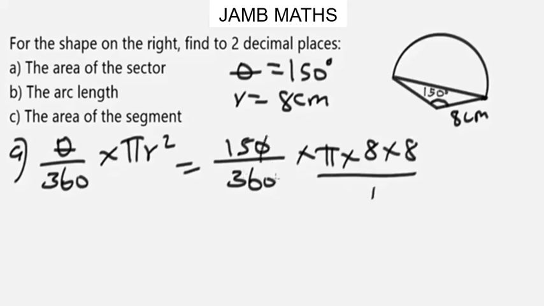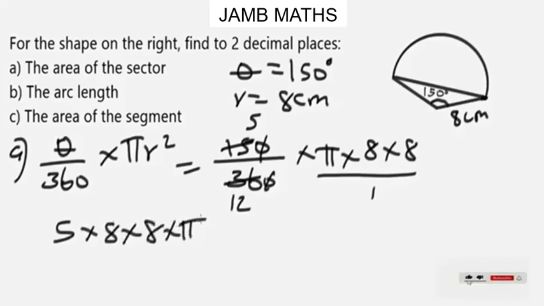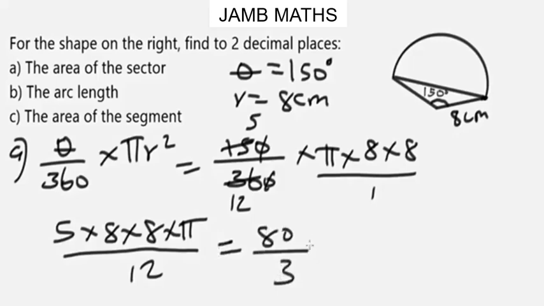So this 0 will cancel this 0. What can cancel again? 3 into this, we have it to be 5. 3 into this, we have it to be 12. So finally we have 5 times 8 times 8 times pi over 12. Let me punch this in my calculator and see what it's going to give me. Okay, now when I'm punching the calculator, we're going to have 80 over 3 pi.